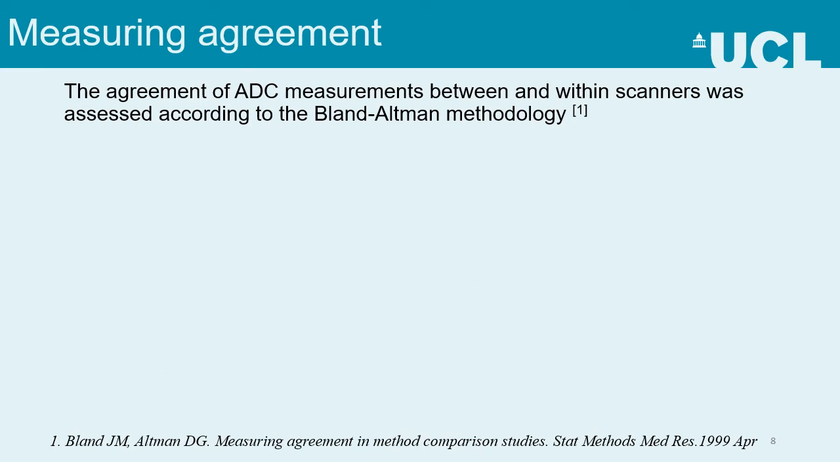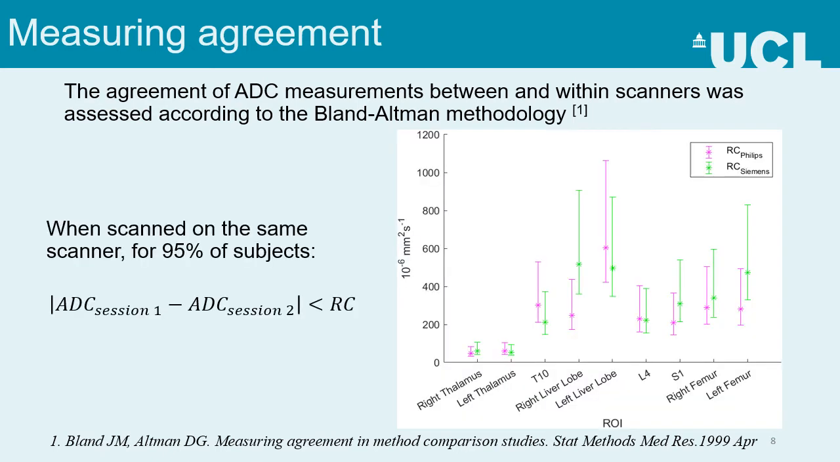The agreement of ADC measurements between and within scanners was assessed according to the Bland-Altman methodology. The 95% repeatability coefficient was calculated for each scanner. This is the value that you'd expect 2 readings of a subject taken on the same scanner will be within for 95% of the subjects. These are shown for each ROI along with their 95% confidence intervals on the graph. The values for the Philips scanner are given in purple and the values for the Siemens scanner are given in green.